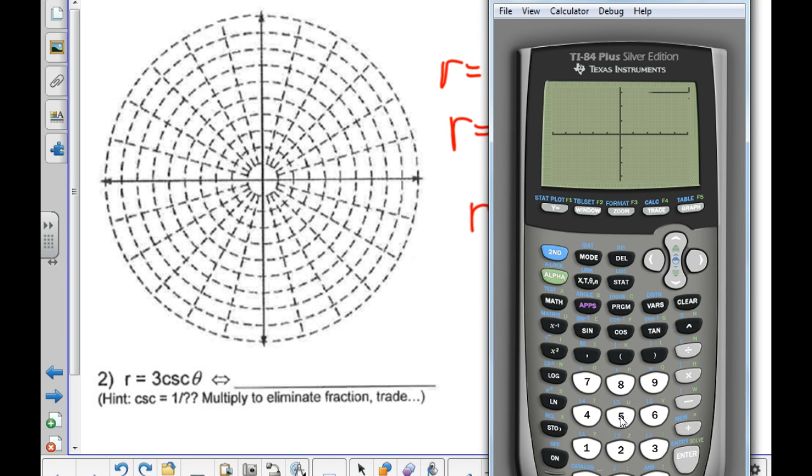It makes it bigger, but it is a horizontal line across the screen up at 3. So on your graph paper, you need to go up 1, 2, 3, and it's going straight across. It is the equation y equals 3.